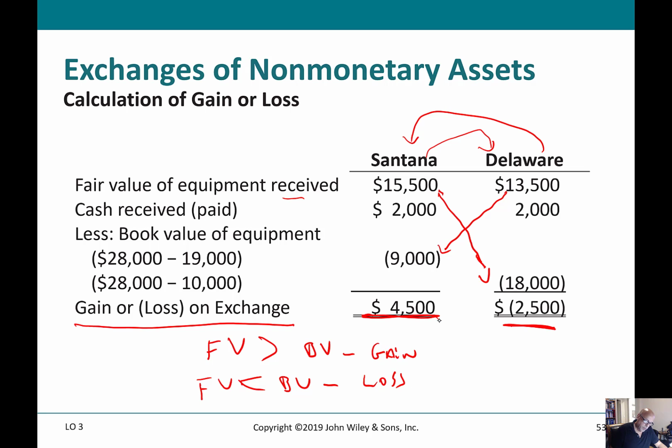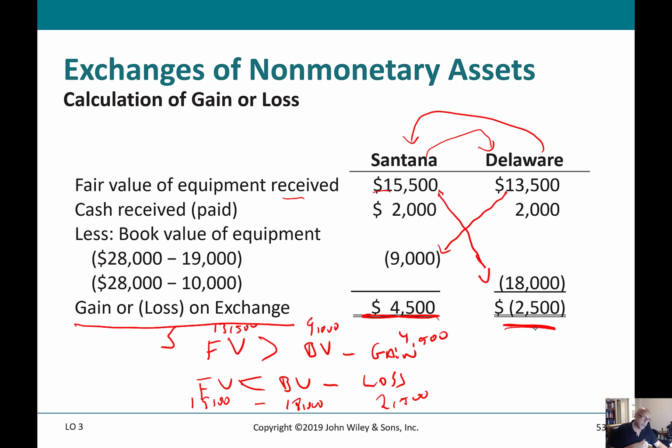You could also set this up a different way. For Santana, I'm going to put an S there, they're the ones with the gain. Their equipment had a book value of $9,000 and a fair value of $13,500. That's where we got the $4,500 gain. And for Delaware, their equipment had a book value of $18,000 and a fair value of $15,500. That's where they got that $2,500 loss. The way they presented that gets a little confusing. That's the way I would come up with those numbers.